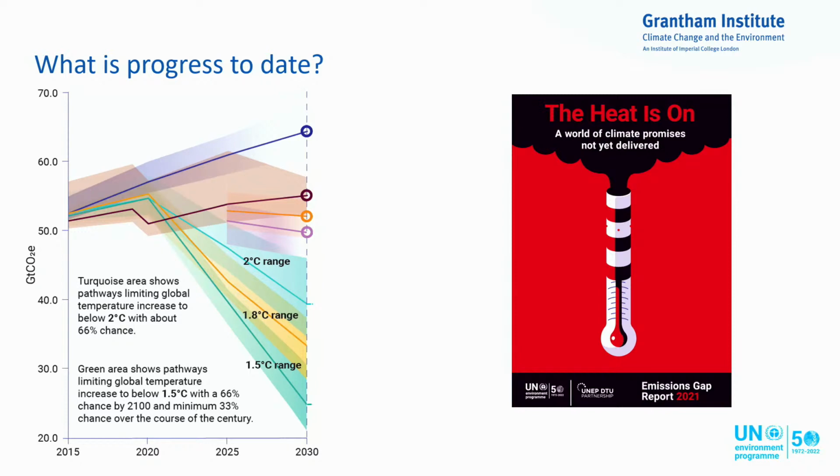Now, what has been progress to date? Here I draw from a report that was published last week by the UN Environment Programme. It is an annual report called the Emissions Gap Report, and it looks at where emissions are heading and where they should be going. Here on the left-hand side you can see an overview of global greenhouse gas emissions. At the bottom you can see 3 colored ranges in yellow, green and bluish colors, showing where emissions would be going for 1.5, 1.8 or 2 degrees.